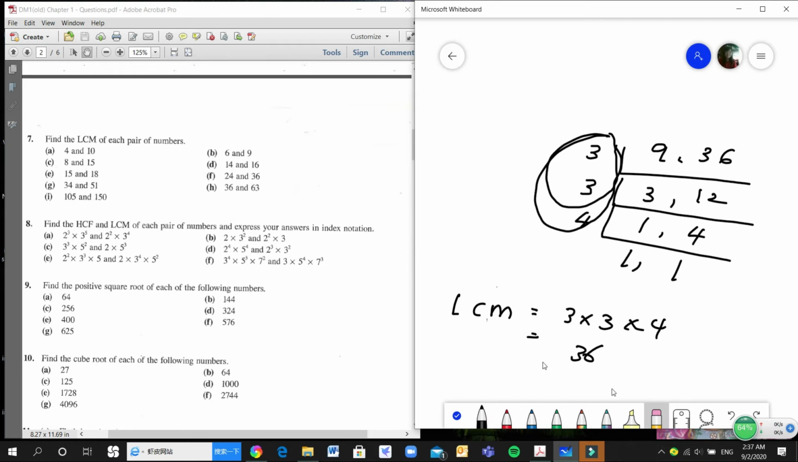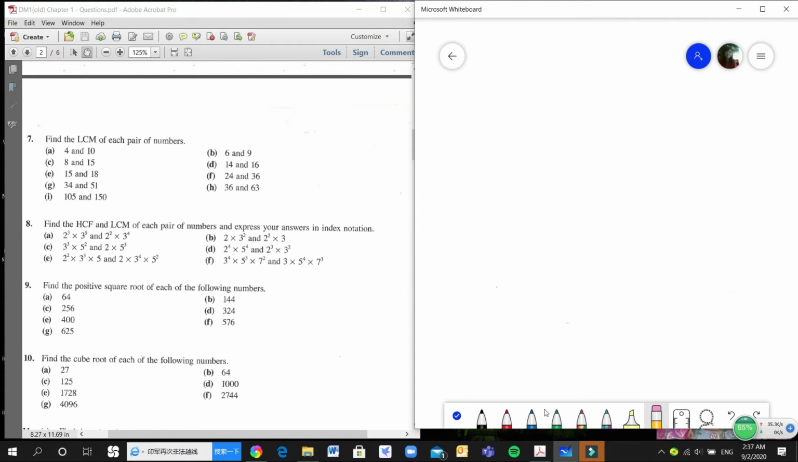Okay, let me show you one more example with the LCM question. Okay, let's look at 7a.